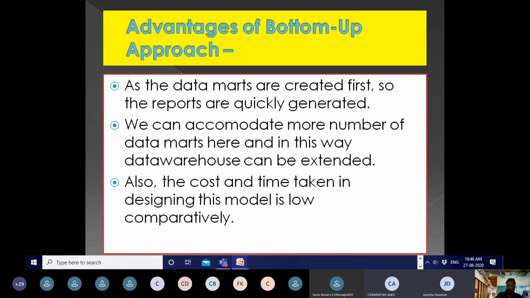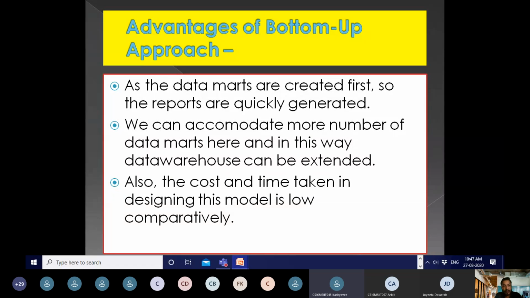Sir, the cost and time involved will be less, because at the initial phase only the subset will be created. It is the data mart. So the managing will be easy, and to handle the subset will be easy. So the time consumed will be less, and also the cost, because of the maintenance.